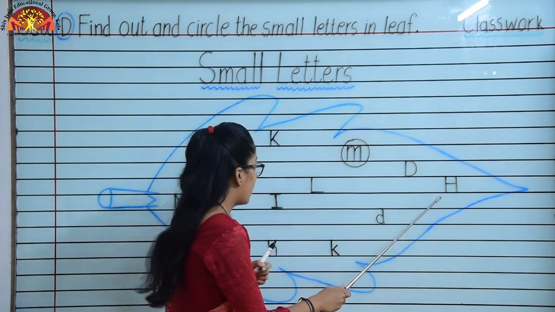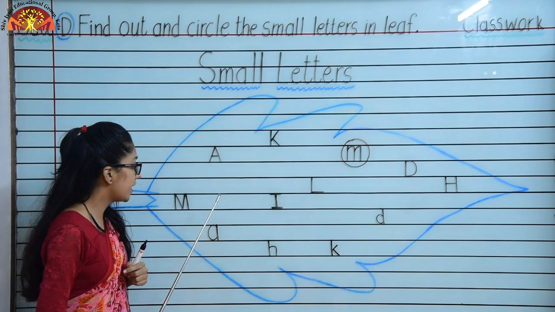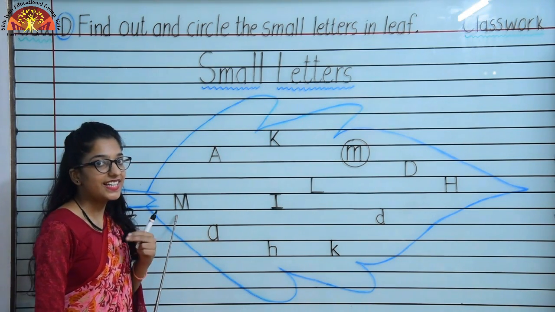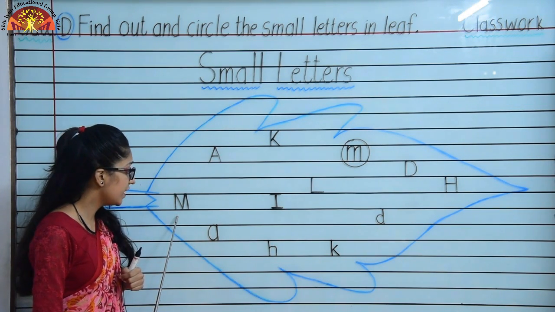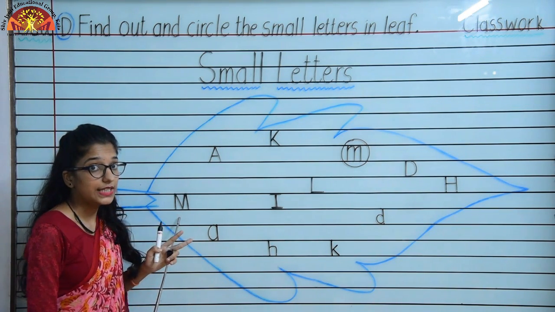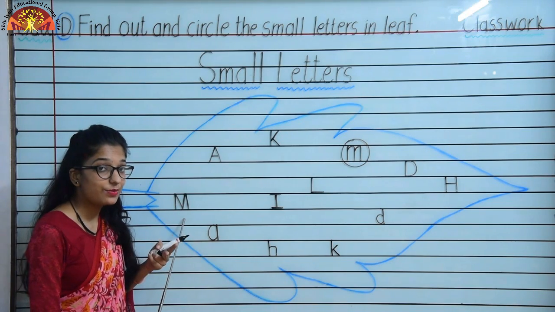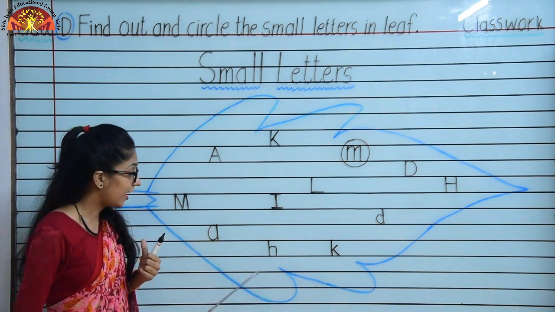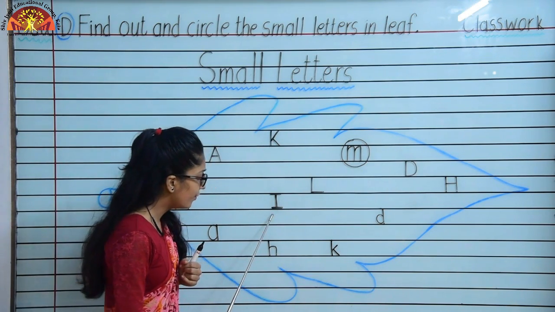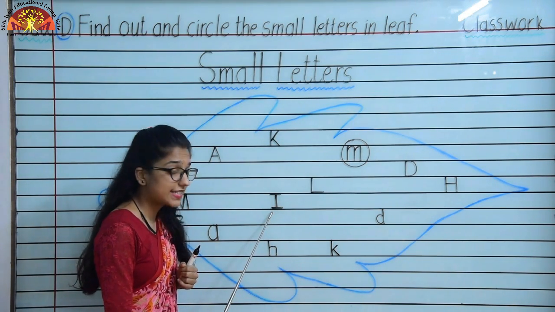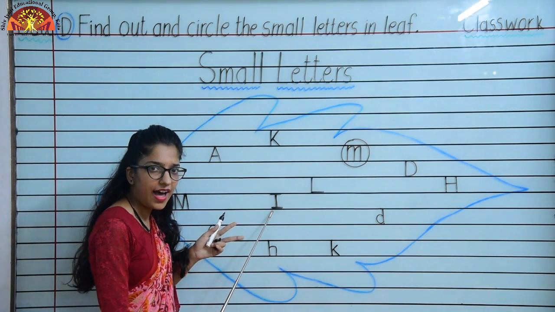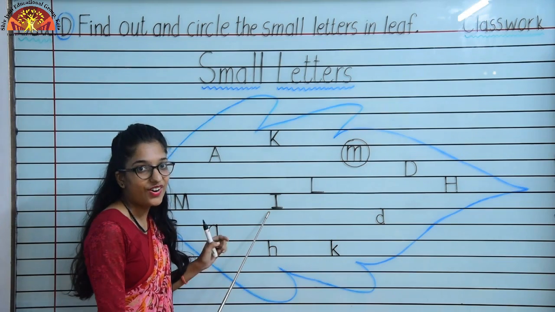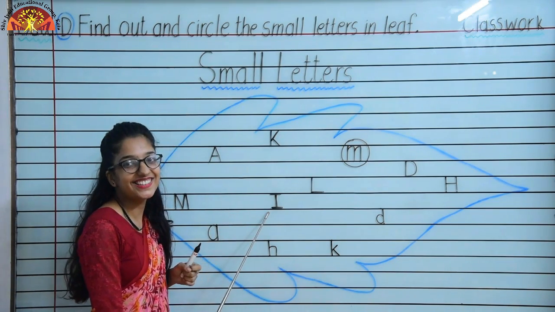Okay. Now look over here. Tell me kids, which letter is this? This one is capital letter M. Again we don't have to circle this letter. Why kids? Because we have to circle only small letters. Okay. Now look over here. Which letter is this? This is capital letter I. So can I circle this letter? No, because it is a capital letter.